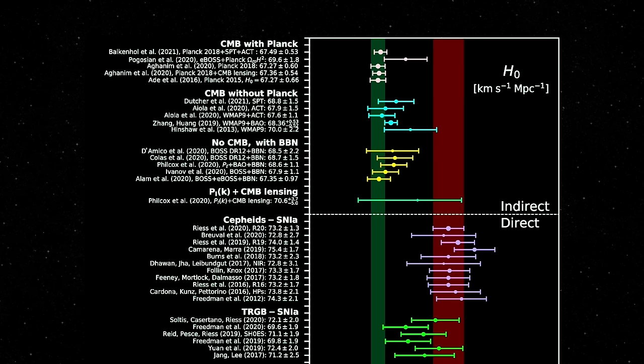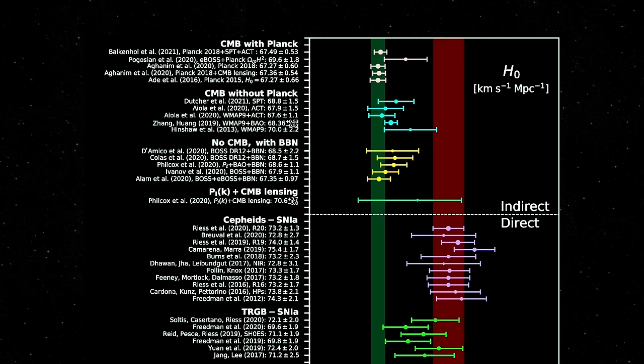Notice that they center roughly around 67 or 69 or so. More like 67 and a quarter, or 67.3 kilometers per second per megaparsec. And that's what we see in the third one, Agamemnon 2020 with the Planck 2018 data. It's roughly 67.27 kilometers per second per megaparsec. And the error bars, that's what those things going to the left and right are, show how confident they are in those values that they have. So now those are indirect measurements.